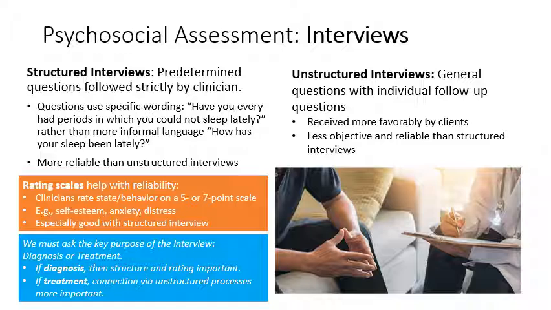One thing that can help with reliability is to add a rating scale to it. So at the end or over the course of the interview, the clinician might rate states or behaviors, like might rate the person's anxiety level or the person's self-esteem on a 5 or a 7-point scale. And if they're putting these ratings down, that might help make this information more objective. And if you do this kind of rating in combination with a structured interview, you're going to get a stronger diagnosis, more consistent with other practitioners. But clients don't like it as much. They don't feel known and seen as much.